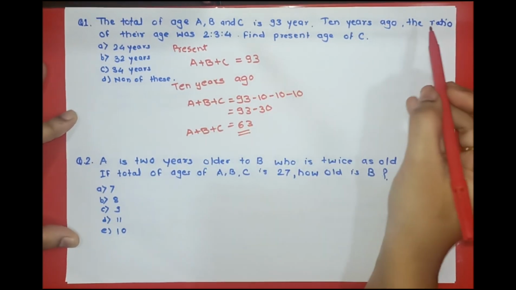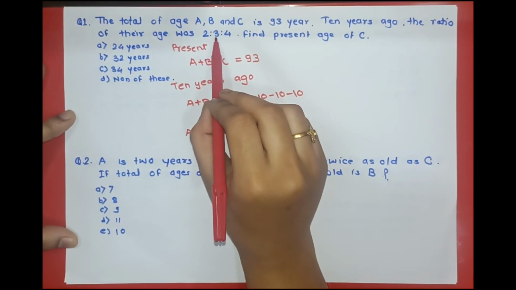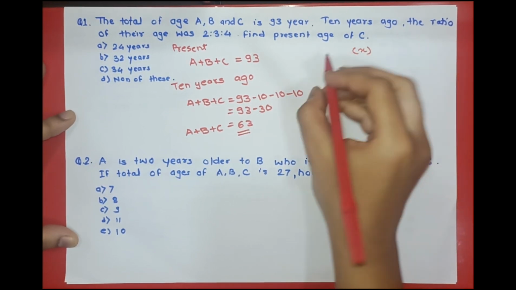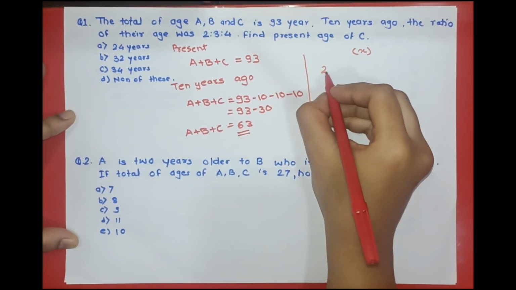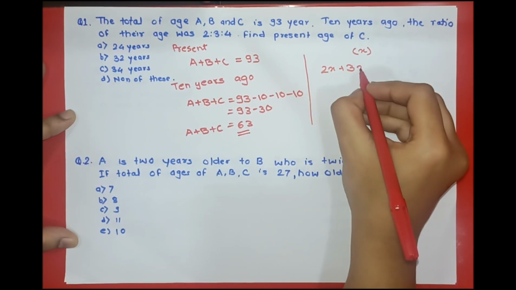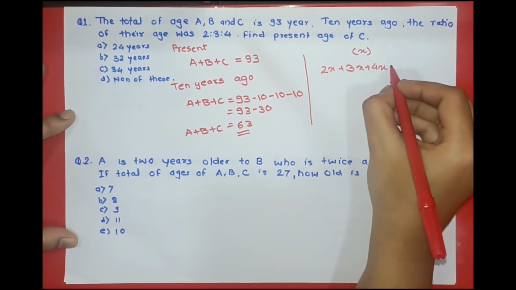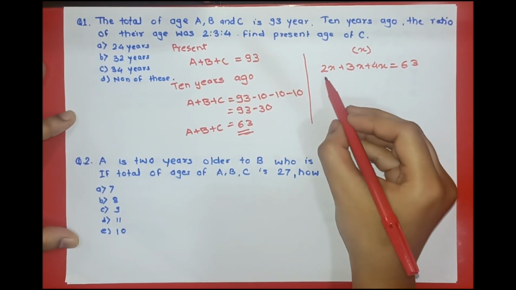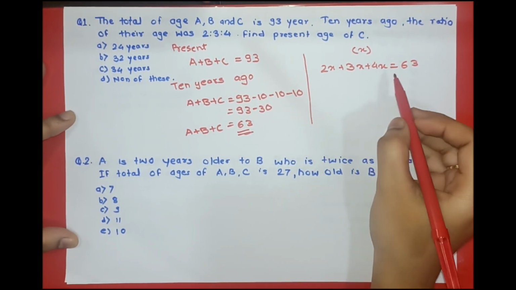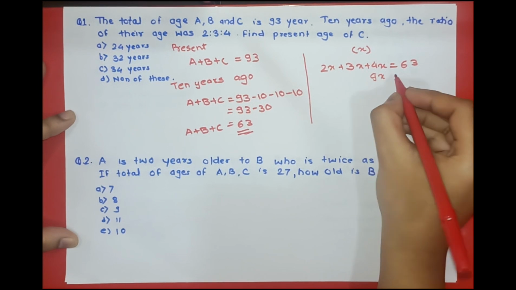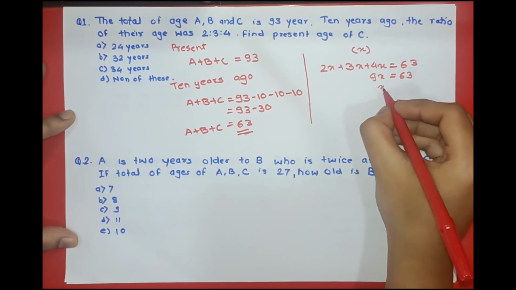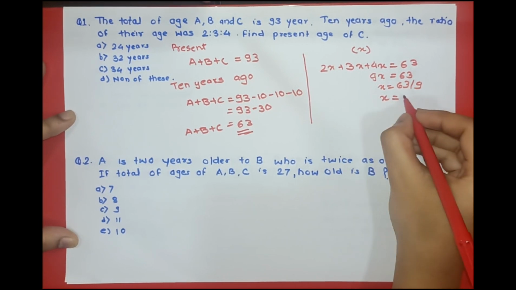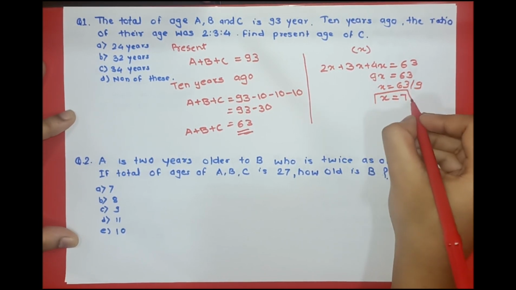But as per the question, they were in the ratio 2:3:4. So if we consider the common multiple as x, then 2x plus 3x plus 4x and the sum is 63 years. So it is 2x plus 3x plus 4x, it becomes 9x, becomes 63 and x becomes 63 by 9 and the value of common multiple is 7.